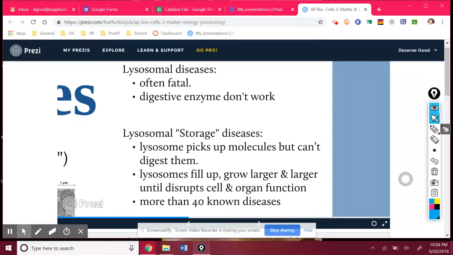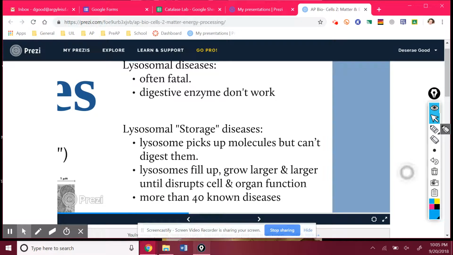And if the digestive enzymes don't work, that's genetic diseases, and that can actually lead to death, because what happens now is they pick up the stuff, but they can't actually break it down. And so the lysosomes just basically continue to fill up with all this waste and trash, and your cells become this big, giant heap, and they can't function like they're supposed to. So if a cell can't function, eventually the entire tissue can't function, and then the organ, and then eventually you get entire breakdown of the system.